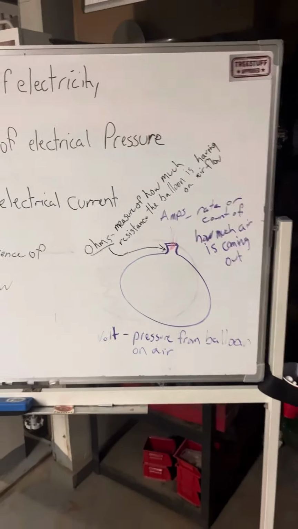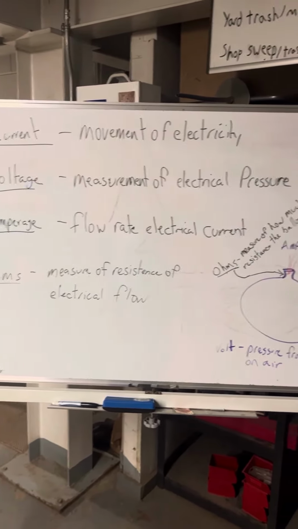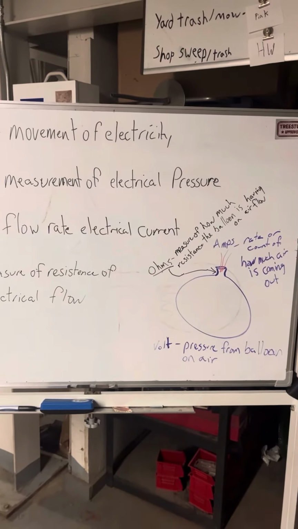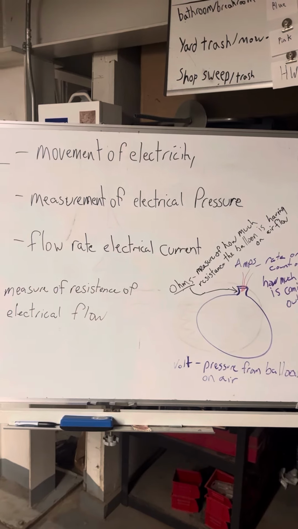So that's a very brief and very basic definition of what's going on there with the electricity. And now I'm going to do a part 2 where we talk about what's actually going through the lines.